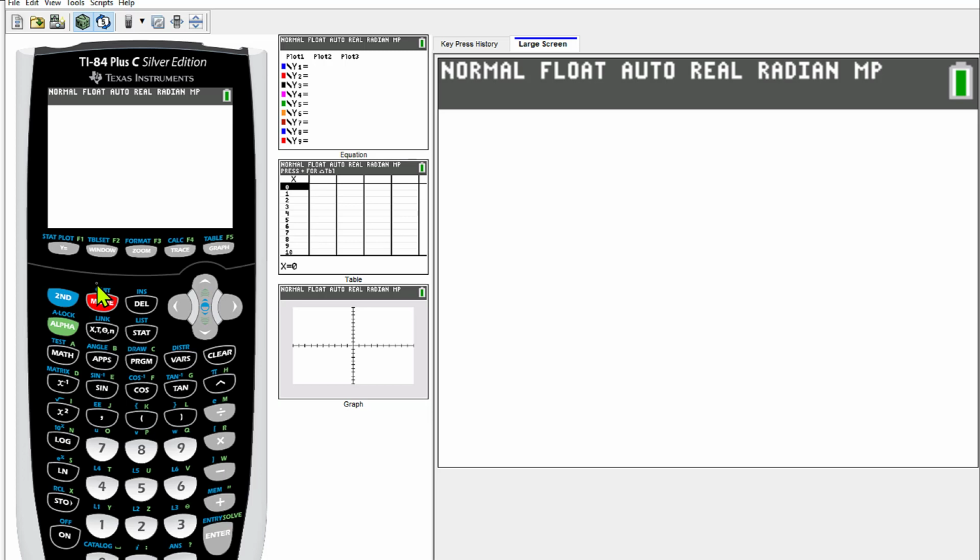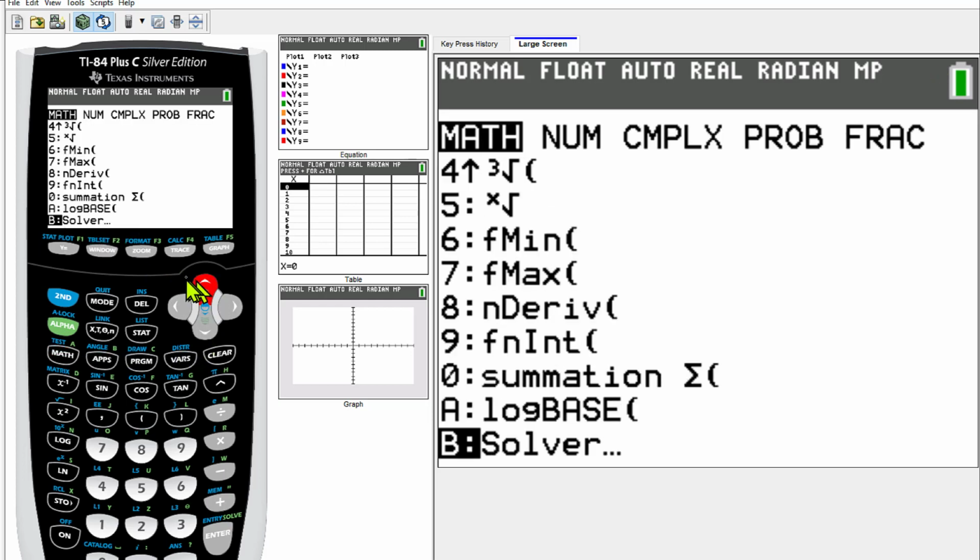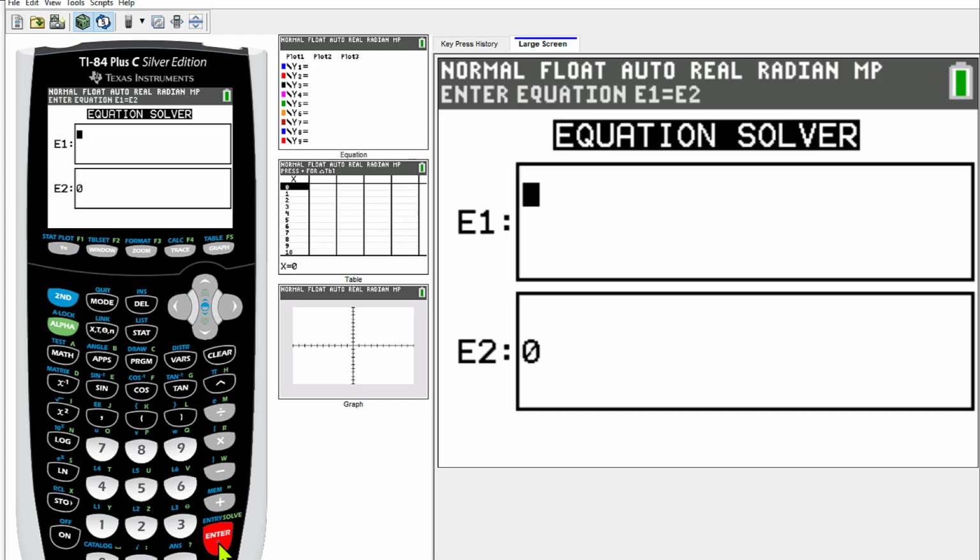Or the 36X Pro, the one that I recommend, has a solver feature in it. And this is just the emulator for the calculator because I don't have the calculator anymore. But what I'm going to do is show you how to use the solver. So we'll go to Math, and then the solver is the bottom function. You notice I hit the up arrow, so now I have the solver. And so I'll hit enter, and that'll take me into the solver mode.